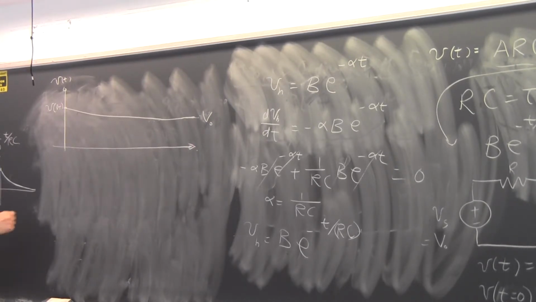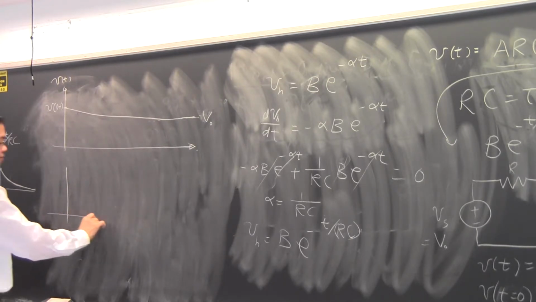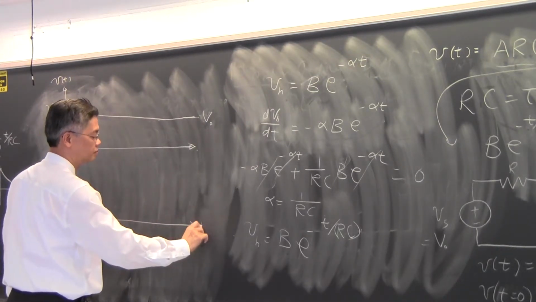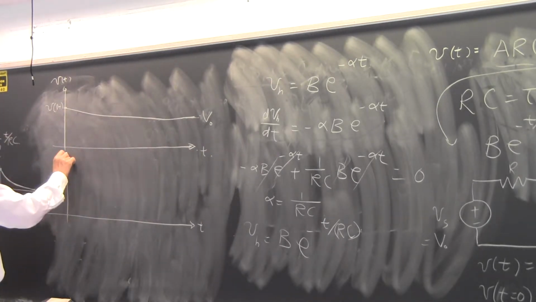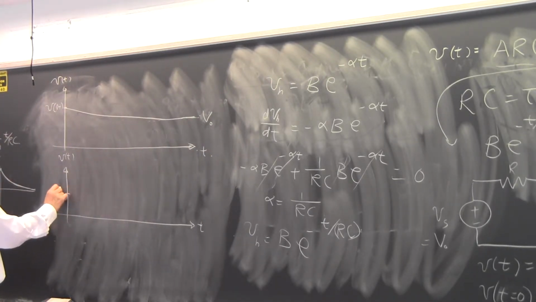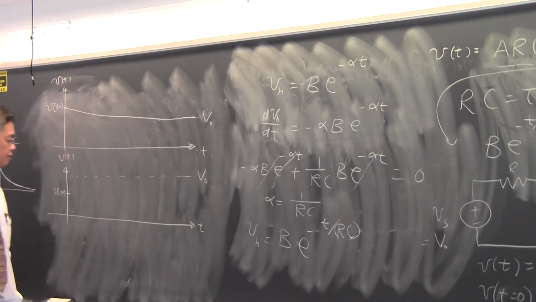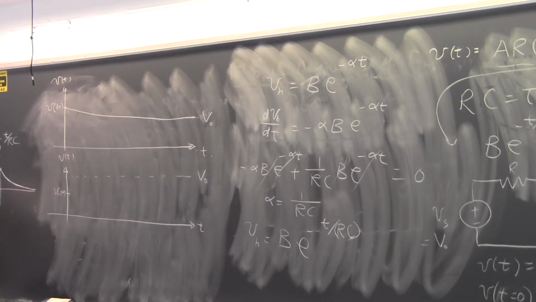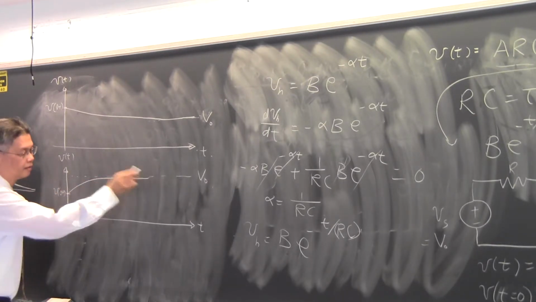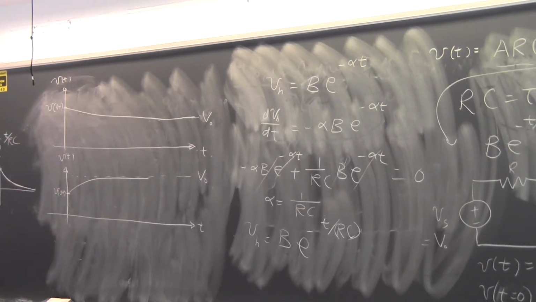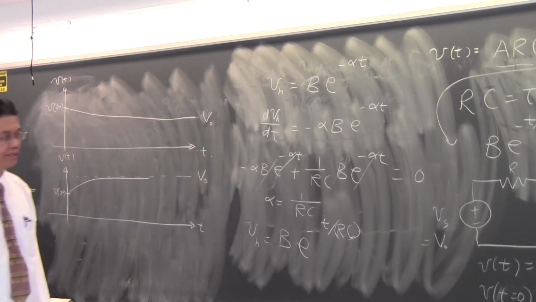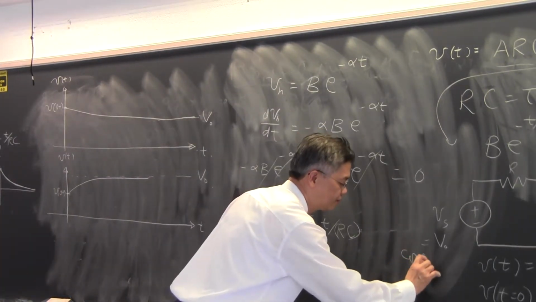On the other hand, if V0 is larger than V(0+), this is the time axis. I have another example where V(0+) might be over here, and V0 is somewhere over here. Then you have to interpolate between these two levels with this exponential function, and the second plot will look something like that. So it depends on the relative values of V0 and V(0+), V0 being the source voltage that is constant.